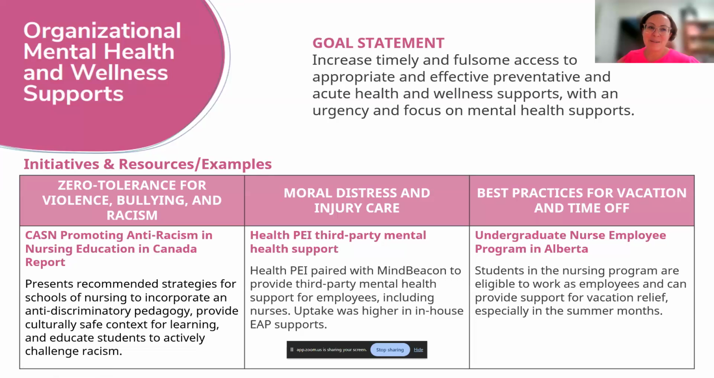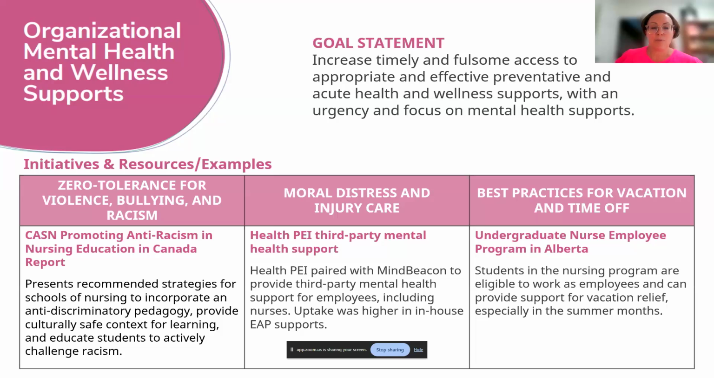Okay, so the next theme, organizational mental health and wellness supports. This is certainly getting a lot of attention when we talk about the need to have a resilient health system comprised of folks who feel supported in the work environment, and ensure that we have appropriate and effective preventative, acute health and wellness supports, as well as mental health supports. I think this was something that we heard loud and clear from health workers during the pandemic, that they had acute needs and needed supports that were not available at the time.